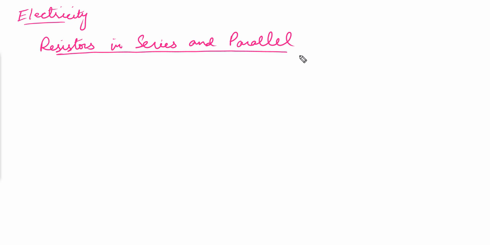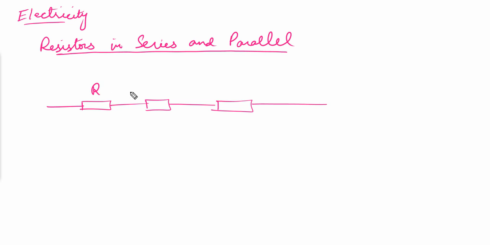So resistors in series and parallel. What happens if we put the resistors in series and parallel? What happens to the total resistance, in fact? For example, if we have three resistors attached in series, 1, 2 and 3, this is basically the series arrangement of the resistors. Let's suppose this is R1, this is R2 and this is R3. If we want to find the total resistance, I'll write it as RT. That would be equal to R1 plus R2 plus R3.